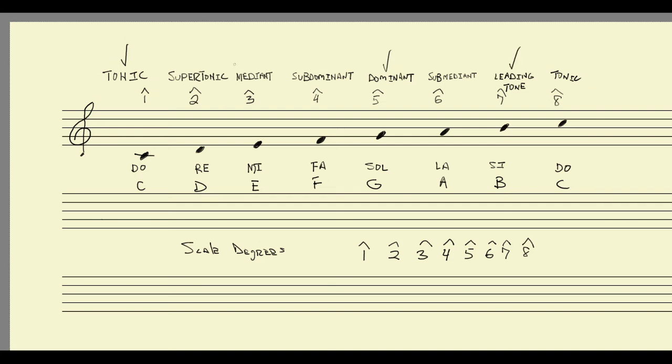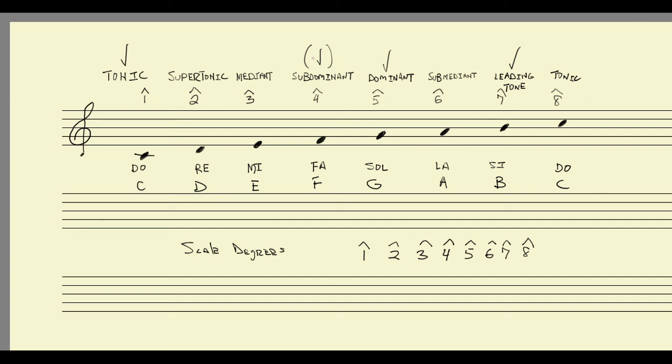And it might also be useful to know scale degree 4, subdominant. That's one that comes up a lot. But definitely tonic, dominant, and leading tone. Memorize those. Tonic for scale degree 1, dominant for scale degree 5, leading tone for scale degree 7.